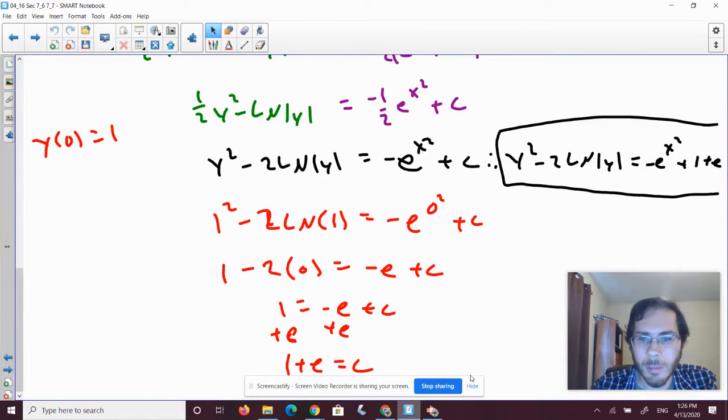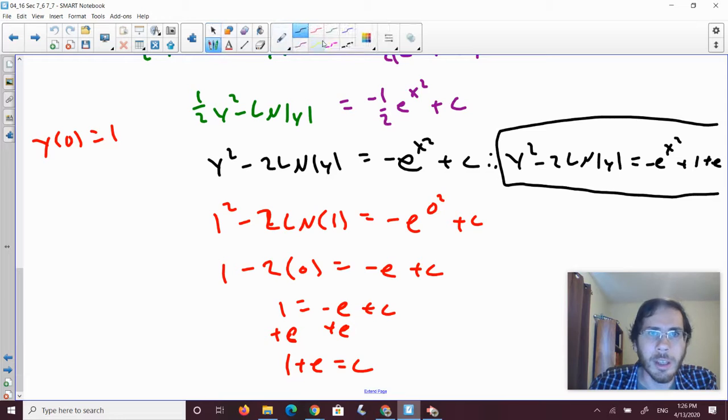All right, let's fix this up real quick. I caught this before I uploaded everything. E to the zero is not e, it's 1. So this should not be an e. This should be a 1. So we should add a 1 here on both sides. So c should be 2.